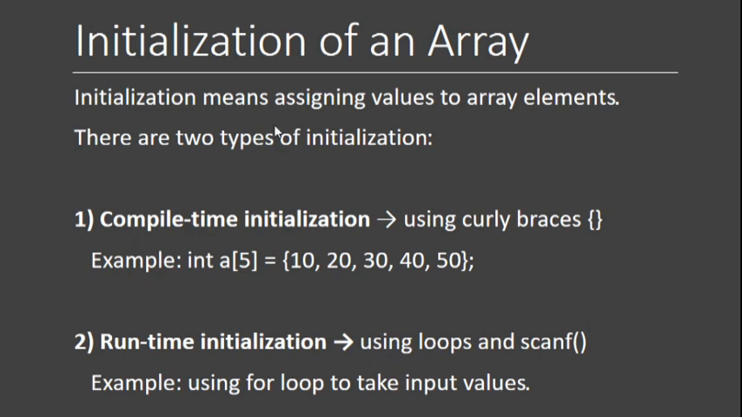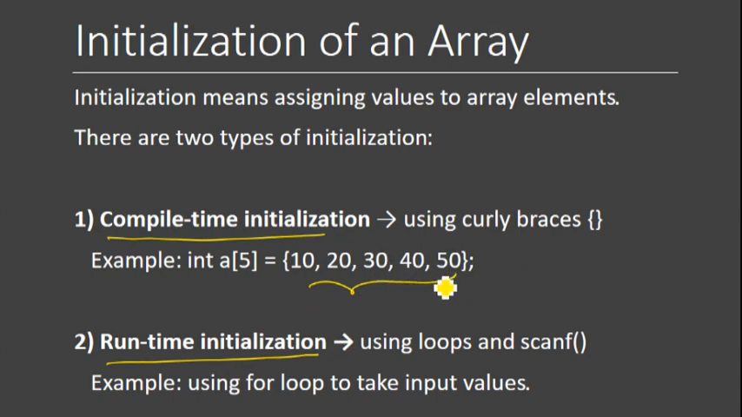Initialization of an array. Initialization means assigning values to array elements. There are two types of initialization: compile time initialization and runtime initialization. Compile time means we are going to give these values within the program before compilation. This is static declaration.